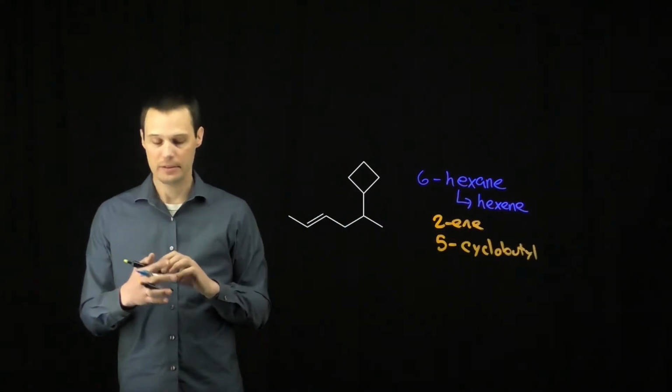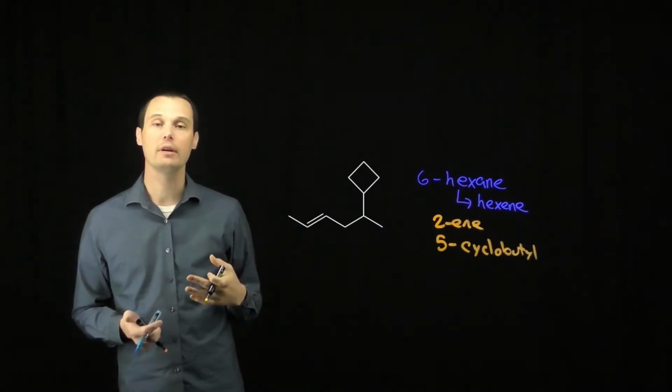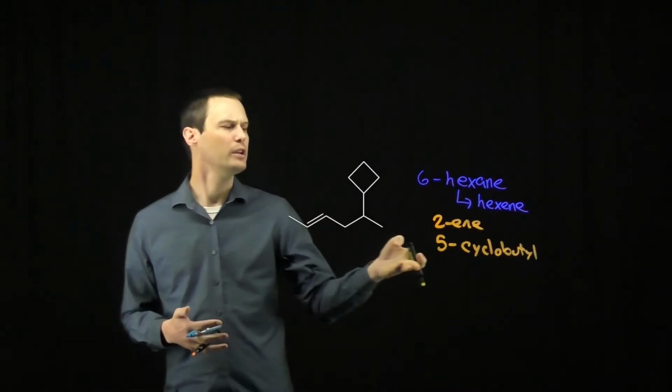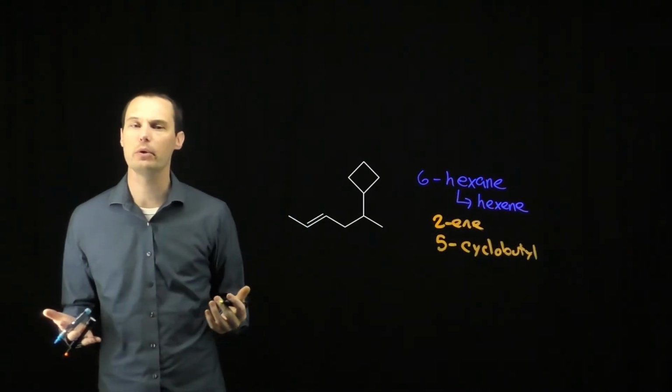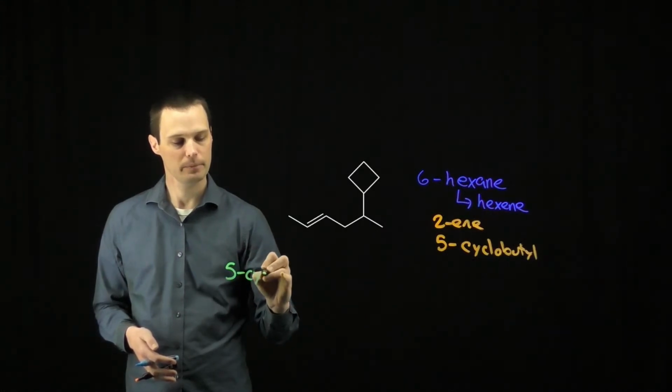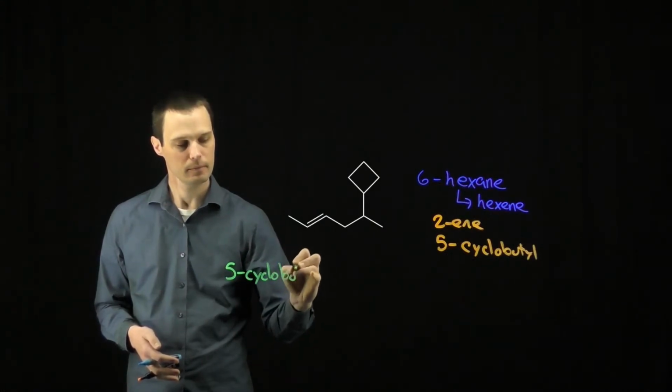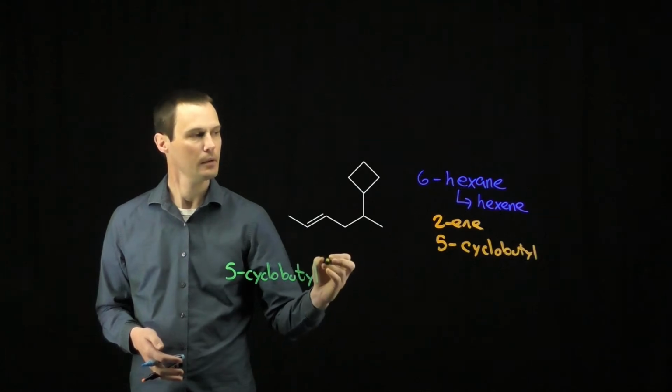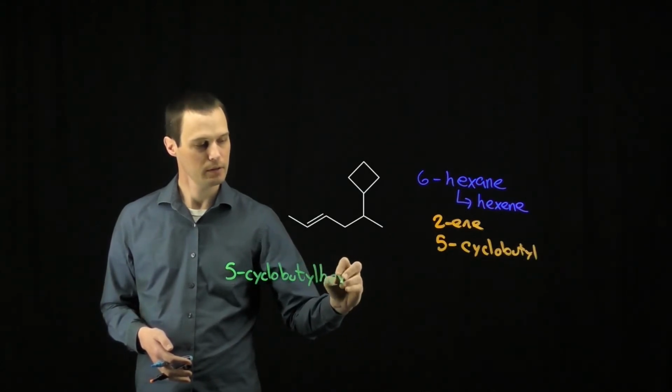I can then add these together in alphabetical order for the IUPAC naming. I don't really usually need to do alphabetical order. Cyclobutyl is my only substituent. So when I put this together, I'll have 5-cyclobutyl hex-2-ene.